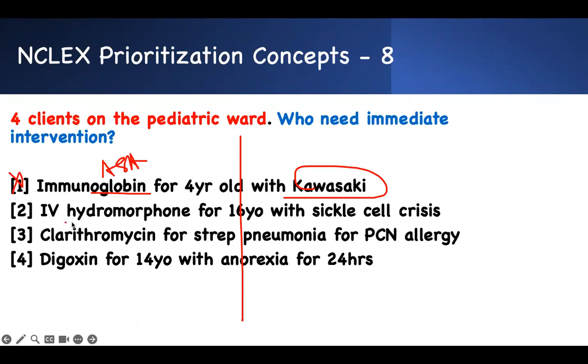I give you IV narcotic, hydromorphone for sickle cell crisis. Don't give the patient Tylenol. Give them stronger medication that will help with their pain. They have true pain. So this patient is fine.